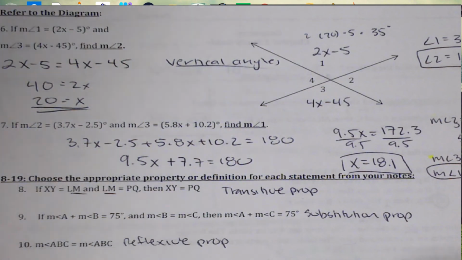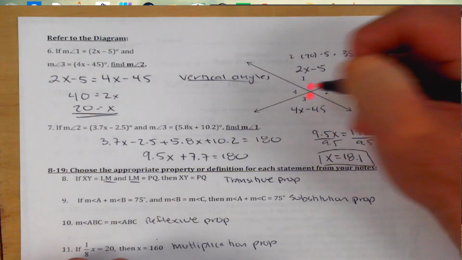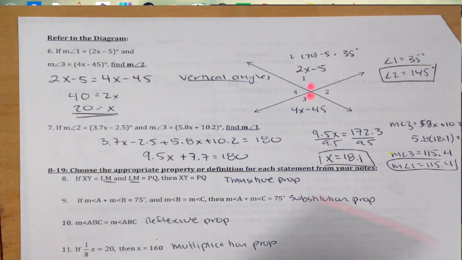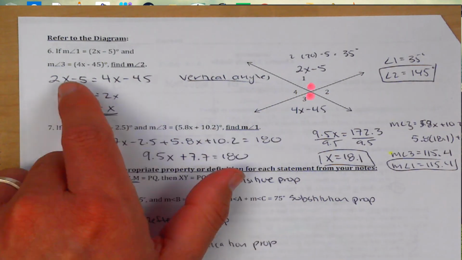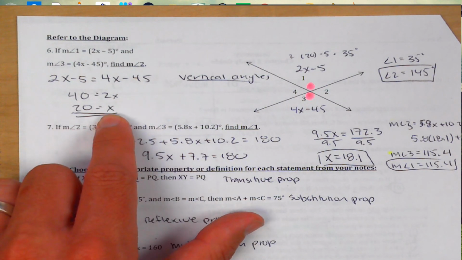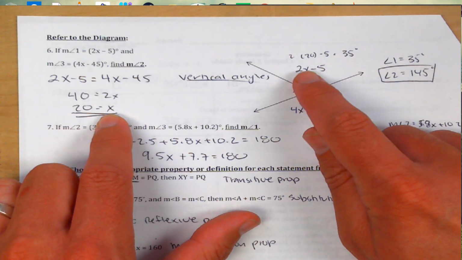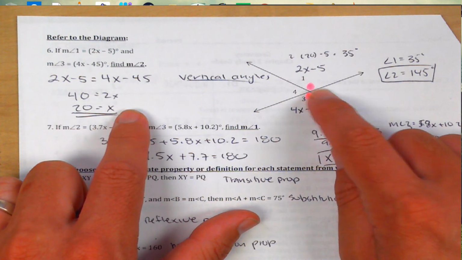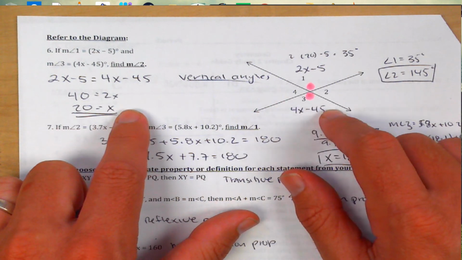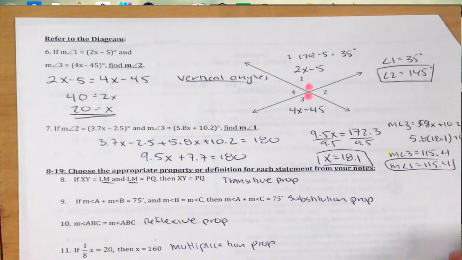Number 6, we have angle 1 and angle 3. So angle 1 and angle 3 are vertical angles. And if they're vertical angles, that means they're congruent. So we're just going to literally set them equal to each other. 2x minus 5 is equal to 4x minus 45. We solve and get x equals 20. And then I plugged it back in up here, and we get 35 degrees for angle 1. So angle 1 and 2 are a linear pair, so we add them up to 180. So 35, that means the other angle would be 145 for angle 2.